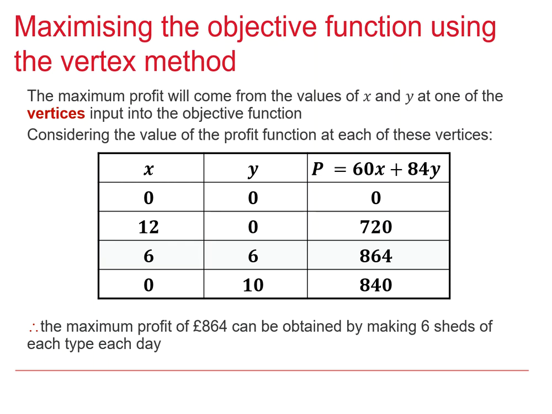So once we've done this, we need to interpret this in the context of the original problem. Now we don't really know in this case the details of the original problem, but we do know that the x and y represent numbers of sheds, so at the very least here we can say that we'll get the maximum value of p of 864 by making 6 sheds of each type. So it is important where you can to interpret that in real life context, especially if the question has required you to do so.